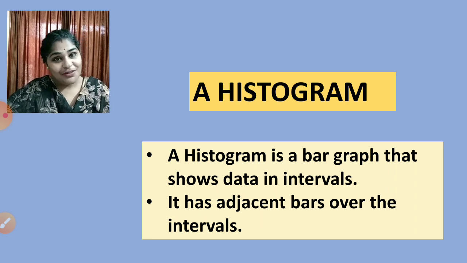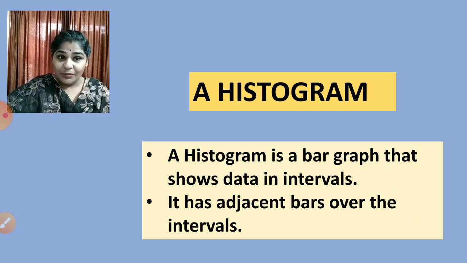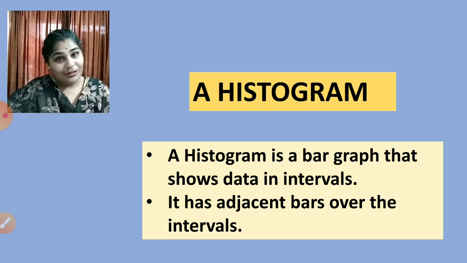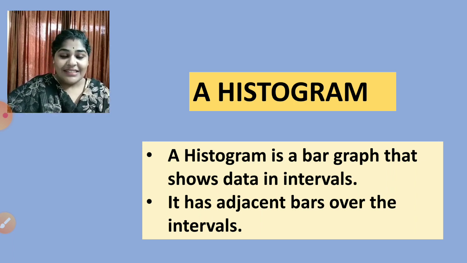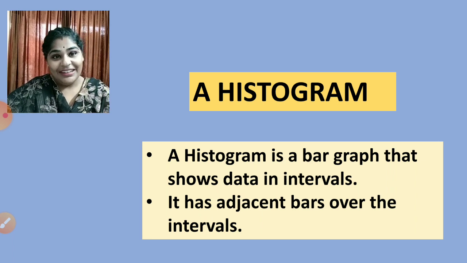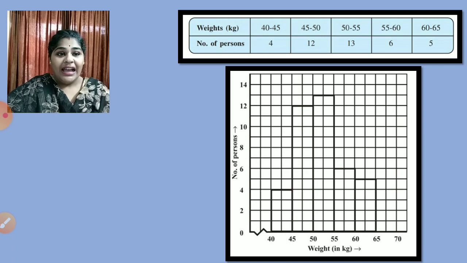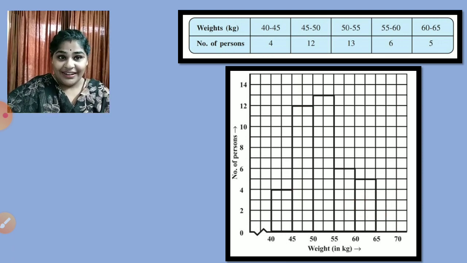Next one, a histogram, which we have already covered. A histogram is a bar graph that shows data in intervals. What is the difference between the bar graph and histogram? That also I have told you, children. It has adjacent bars over the intervals. There is no gap between the bars. And on the x-axis it represents the class intervals, right, children?